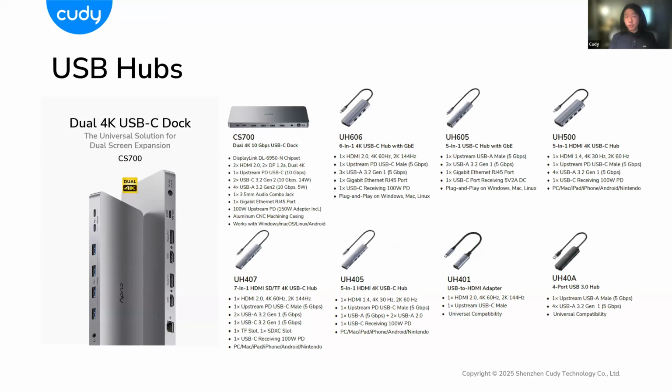Okay, we also provide USB hubs, although it's not about networking, but we have done this very well, like the CS700, the flagship. It is crafted from a single piece of aluminum, so very high quality, just like a MacBook. If you have higher-end customers, they may love this. We also provide other USB-C hubs, like for HDMI 2.0 and some simple USB hubs, for different kinds of scenarios. That's the USB hubs section.